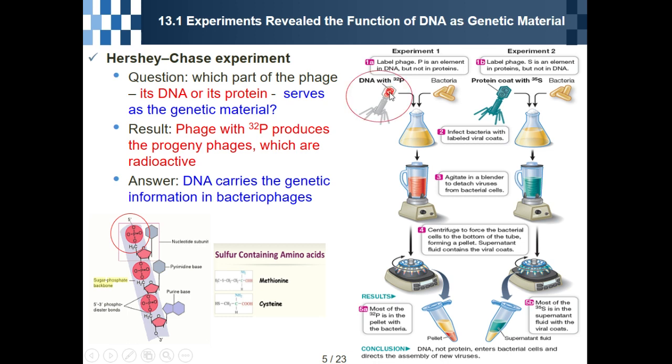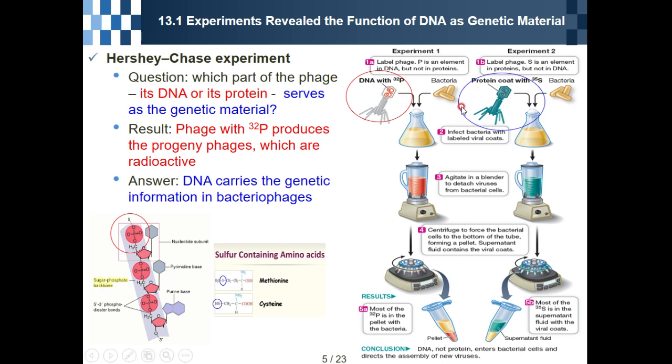The other group is that in our amino acids, we have methionine and cysteine. Usually in my protein engineering course, I always ask students to memorize all of the structures, but you don't have to do it. The important thing is methionine and cysteine, they have sulfur, like this. So experiment 2, they just radio-labeled the protein coat with S35, like this.